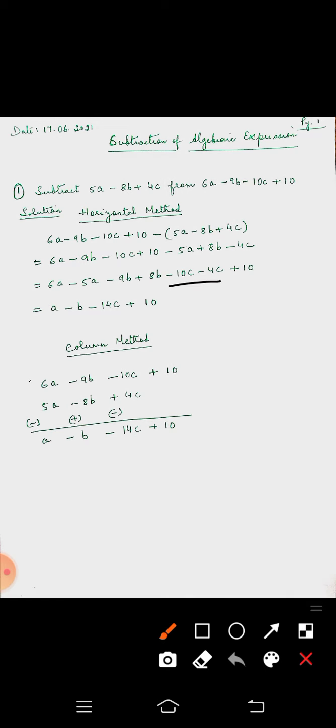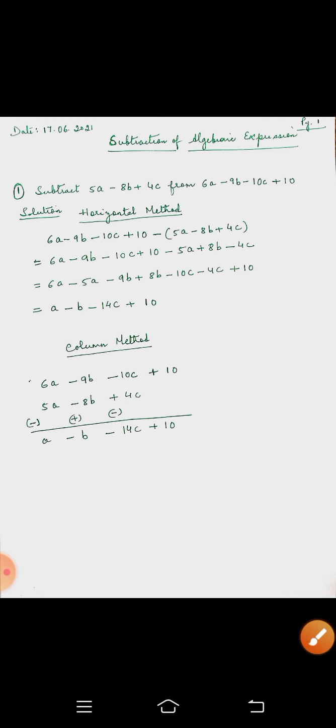In the next term, you see minus 10c and minus 4c. Minus minus becomes plus, so the operation is addition. 10 plus 4 becomes 14, but the sign remains that of the bigger number, which is a minus sign. So minus 14c, and 10 will be as it is.